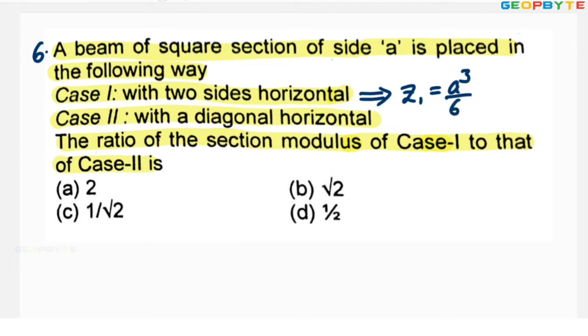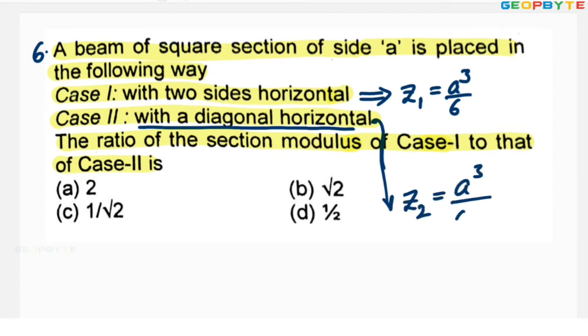Z is the section modulus for case 1, which I took as Z1. Similarly, with the diagonal horizontal, the section modulus for section 2 is A cube by 6 root 2. These formulas, you know it.